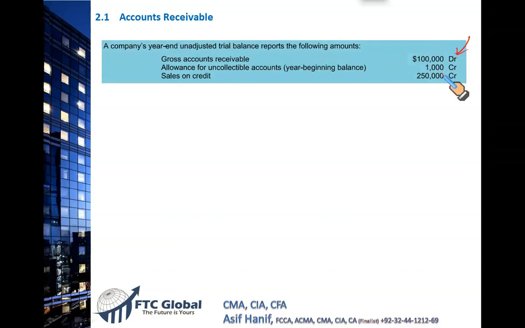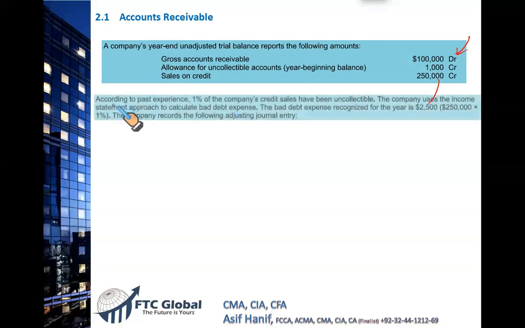Allowance already available in allowance for uncollectible account, $1,000. Okay. Sales on credit, credit sales, $250,000. Since we are doing the income statement approach, we are going to take some percentage of this amount as our uncollectible account receivable. So let's say, according to the past experience, 1% of the company's credit sales have become uncollectible. That's the past trend. 1% of our credit sales doesn't actually materialize in cash.